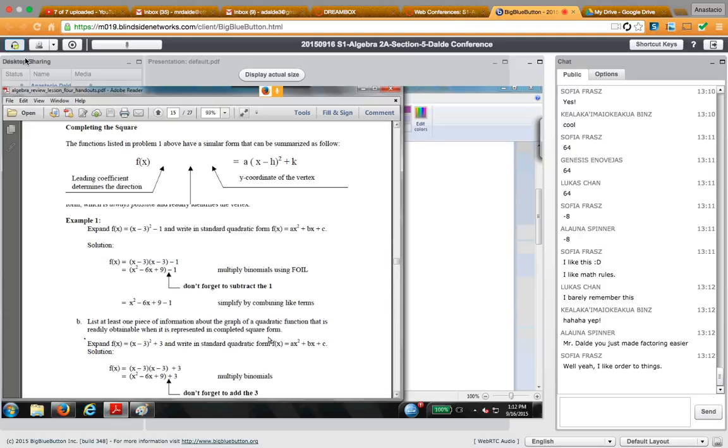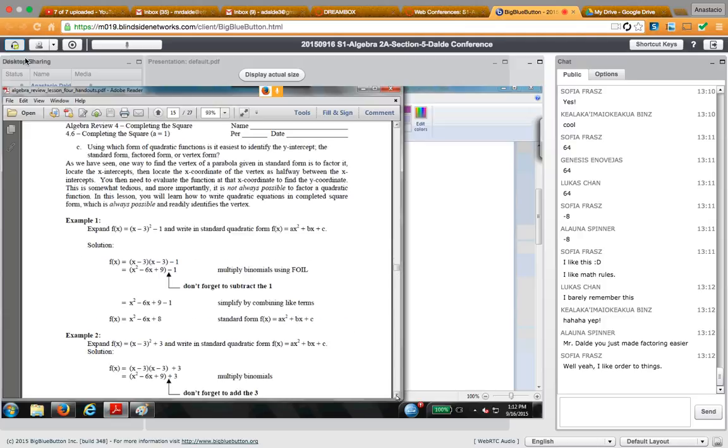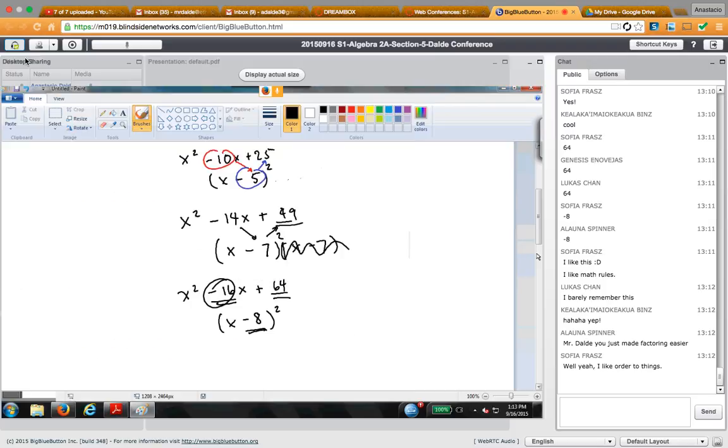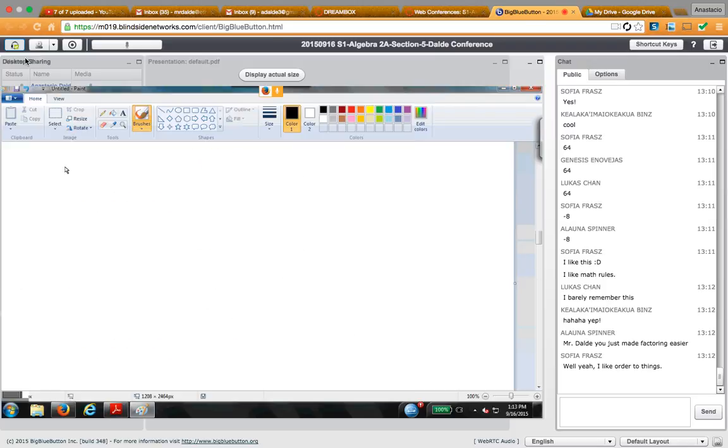All right, let's try this one. Let's do this example. x squared minus 6x plus 8. F of x equals x squared minus 6x plus 8. Let me show you how to complete the square.